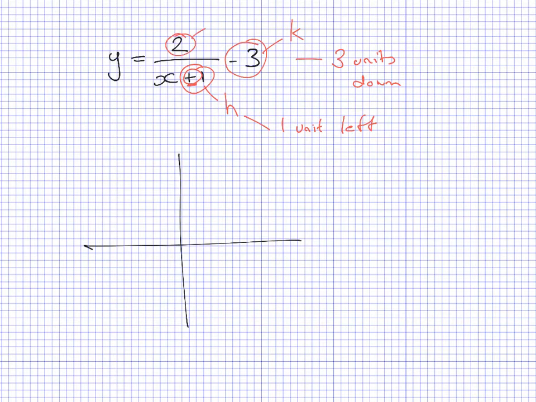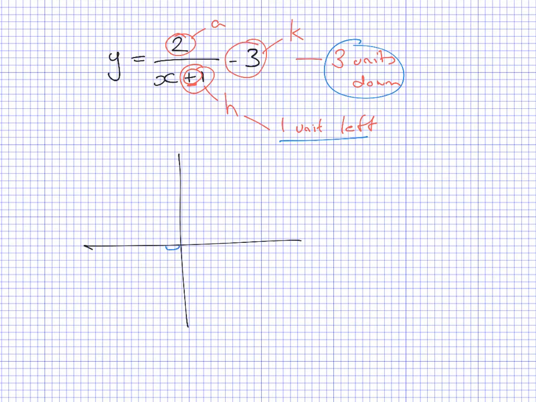This a value is the dilation factor, and it means that each point has moved 2 times further away from where it was in the original. So now it comes time to graph. So first things first, I'm going to use this information to put in my asymptotes.